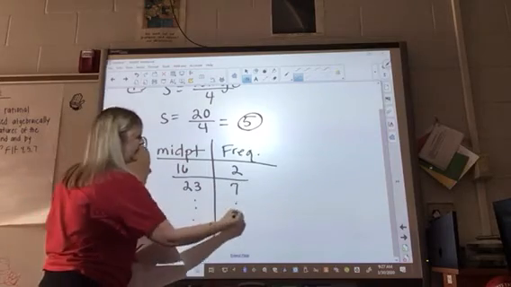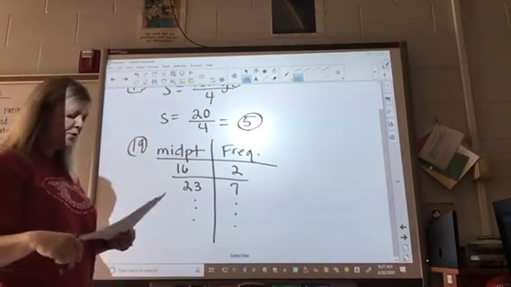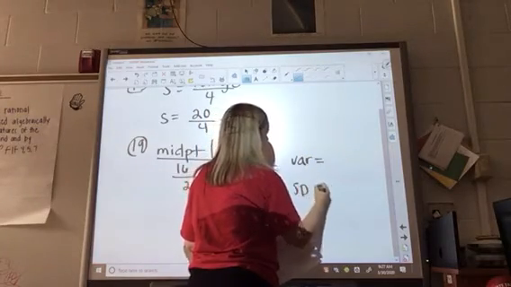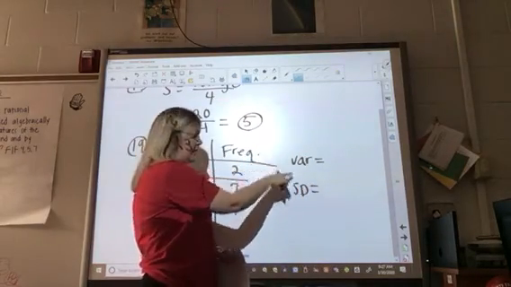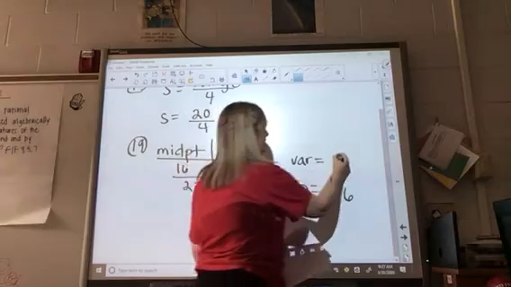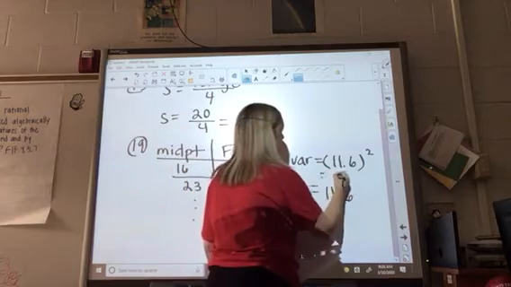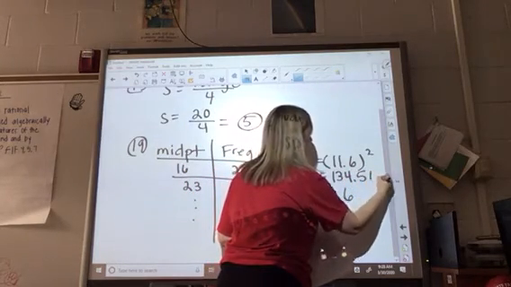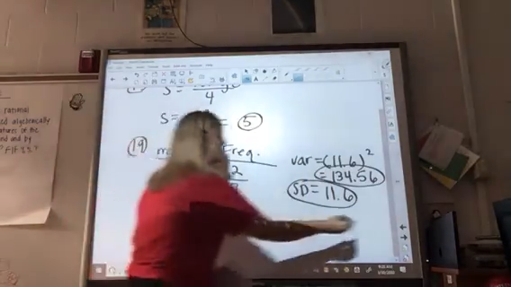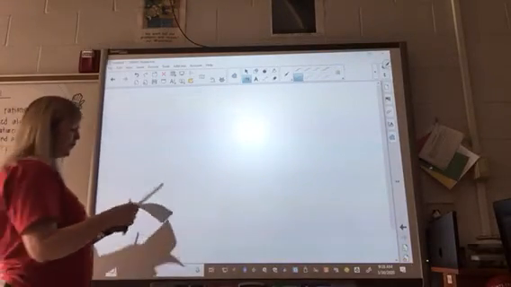Okay, et cetera. I'm going to punch that in L1 and L2, choose frequency L2. I'm looking for the variance and the standard deviation. I can't find the variance from the calculator, but the calculator tells me the standard deviation is 11.6. Okay, if I square that, I'll have the variance, which is 134.5. The next problem we'll do is 27.